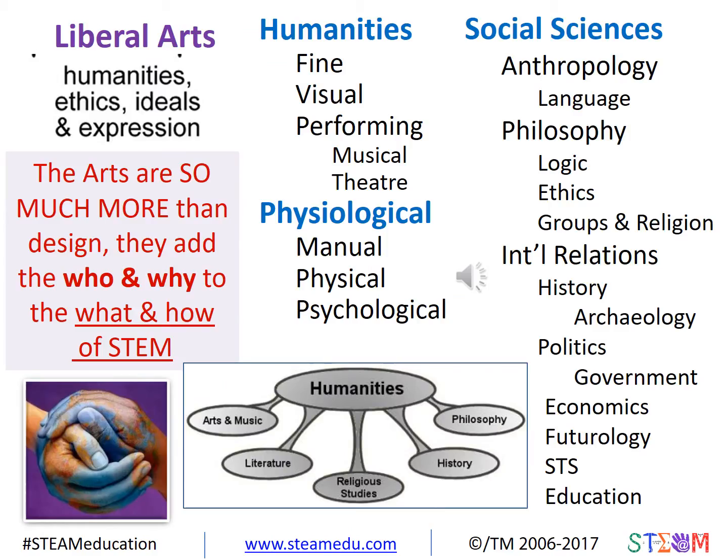Now let's look at the arts. The arts are so much more than design, and they add in who and why to the what and how of STEM. So many people are using the STEAM acronym to simply make pretty. Oh, does that make me sad? Liberal arts is including the humanities, ethics, ideals, and expression. They can be categorized as the humanities, which includes the fine arts, social arts, and the physiological sciences. Again, so much more than making pretty.